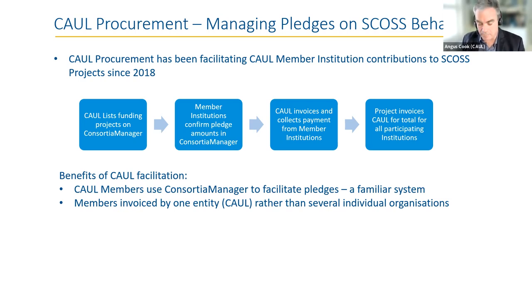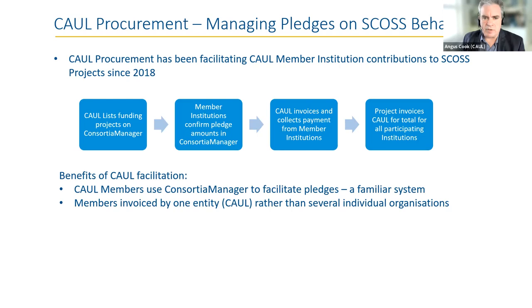The other benefit that we provide here is that we consolidate the invoicing on behalf of the projects, which makes it far more convenient for the institutions because they don't need to set up a new payee in each of their systems for every single project. We invoice directly on behalf of the projects, and then we channel the money back to the projects. In that way, it's a direct invoice and payment. Again, it doesn't go through SCOSS, it all goes directly via CAUL from each project to the members.